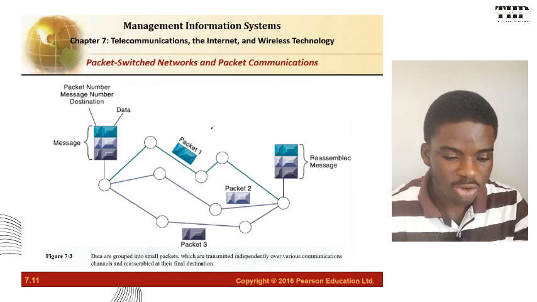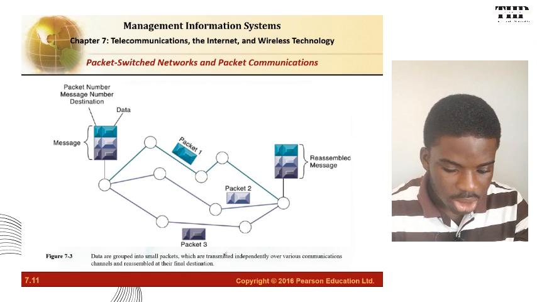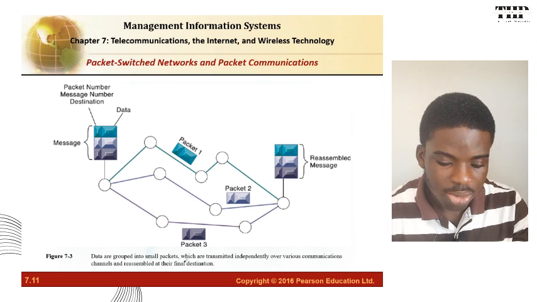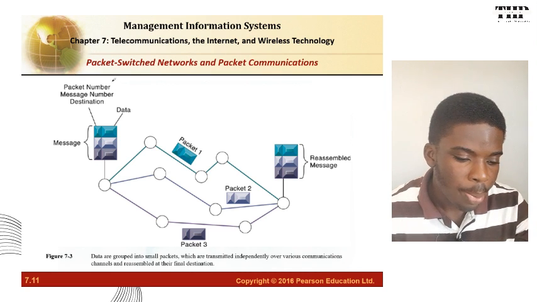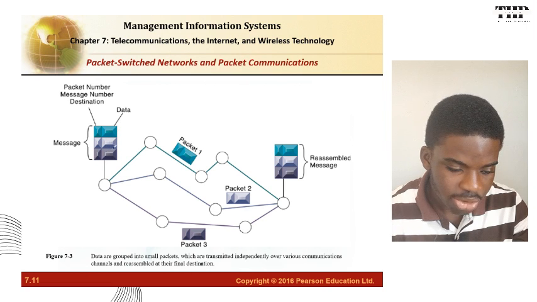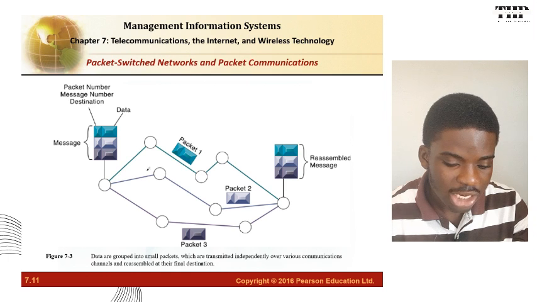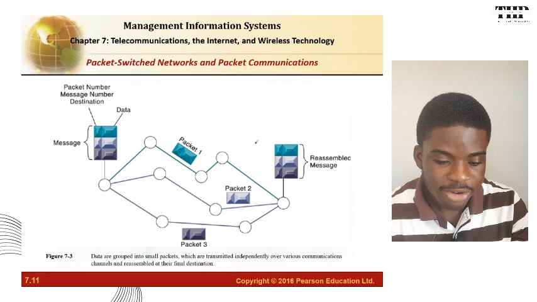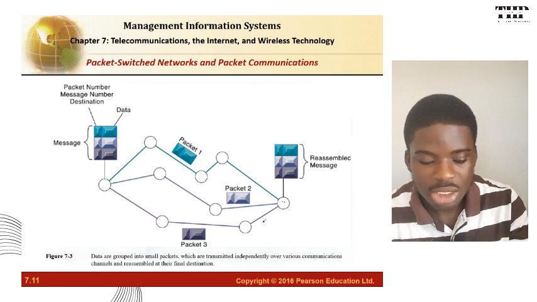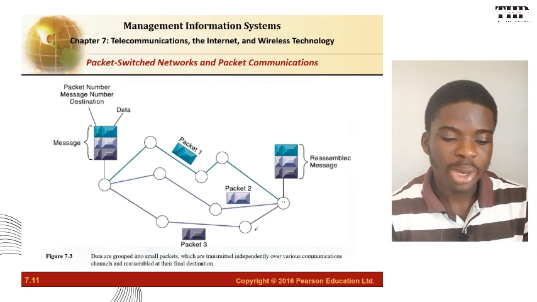This is an illustration of what packet switching networks and packet communications look like. Data are grouped into small packets, which are transmitted independently over various communication channels and reassembled at their final destination. See here: packet number, message number, destination. This is the entire message, so this whole thing is the data. According to this diagram, you take this data and send it down different communication paths. Packet one is on a different route, packet two is on a different route, packet three is on a different route. When they get to this point, they are reassembled into that message. Then they are displayed at the final destination, right? So that's how packet switching works.